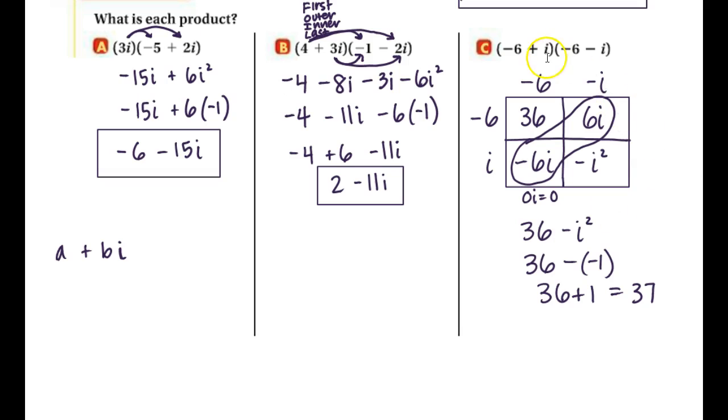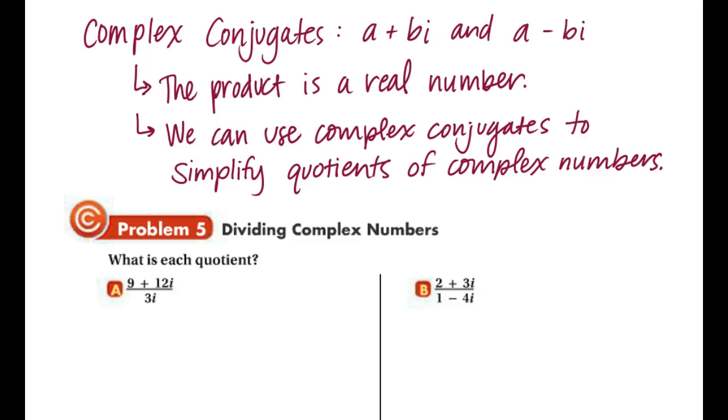So in part C, we started off with two complex numbers, and when we multiplied them, we got a real number. This concept is called complex conjugates. When you have number pairs of the form a plus bi and a minus bi, the imaginary part will cancel out and you will get a real number for your answer. So like I said, complex conjugates are of the form a plus bi and a minus bi. When you multiply these complex conjugates, the product of these two is a real number.